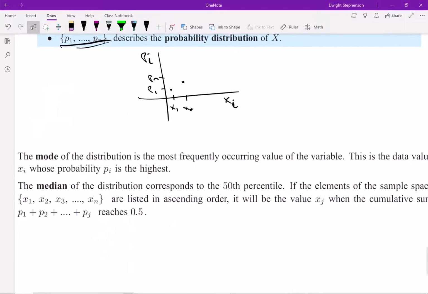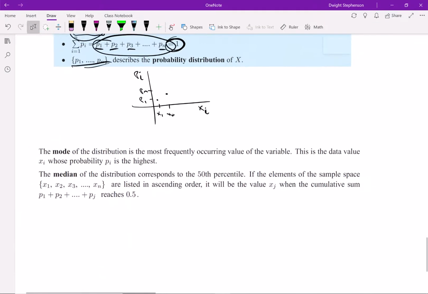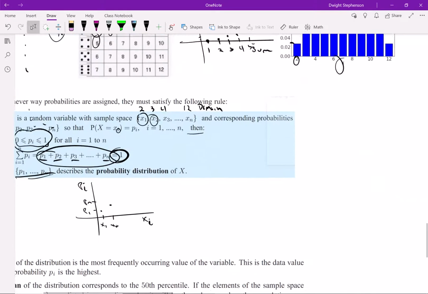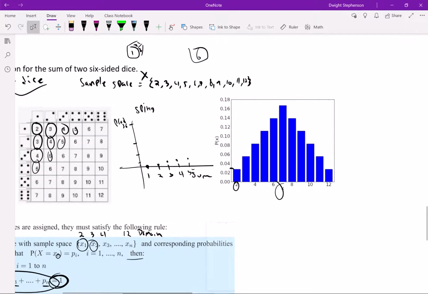And then a couple more things that you probably already know. The mode of a distribution is its most frequently occurring value of the variable. So, for example, the mode of this one is here. This is the most frequent one, which in this case is 7. You can see that here. 7 is the most likely outcome for adding 2 dice together, so that would be the mode.